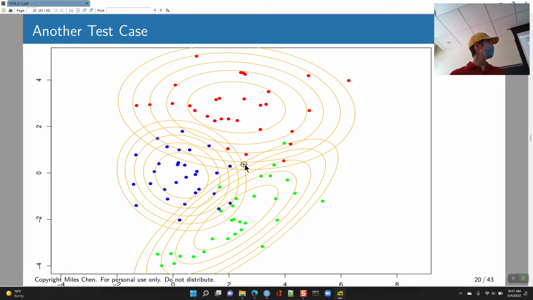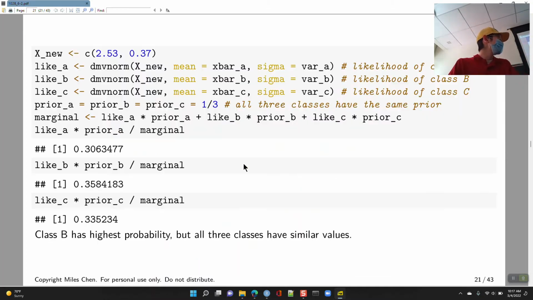And yeah, I think if you gave this dot to a bunch of people and said, hey, what class is it going to be? I think everybody would have a little bit of a hard time, right? All right, so everything kind of lines up with our intuition. And so that's the Bayes classifier.